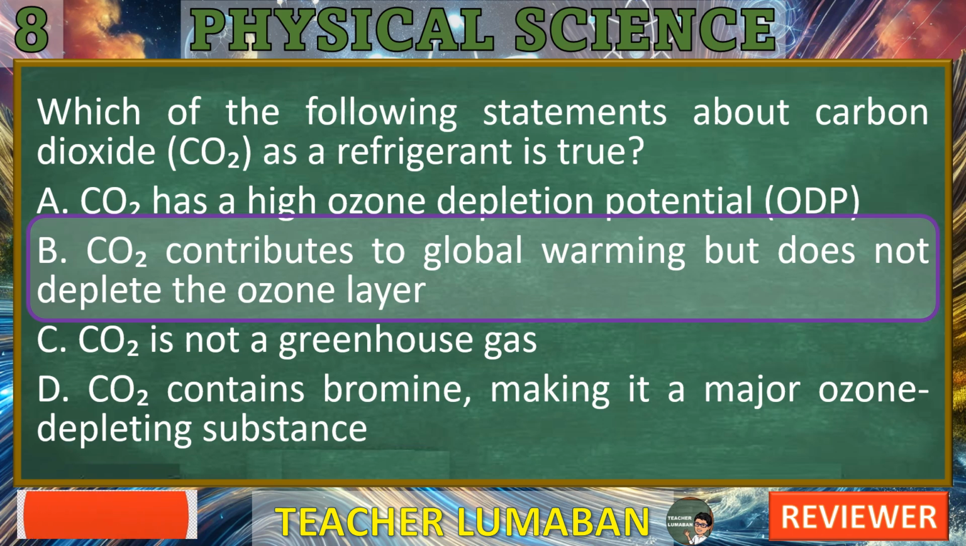C. CO2 is not a greenhouse gas. This is false. CO2 is one of the most well-known greenhouse gases and plays a significant role in global warming. D. CO2 contains bromine, making it a major ozone-depleting substance. This is false. CO2 does not contain bromine and is not involved in ozone depletion. In summary, while CO2 contributes to global warming, it does not deplete the ozone layer, making B the correct statement.